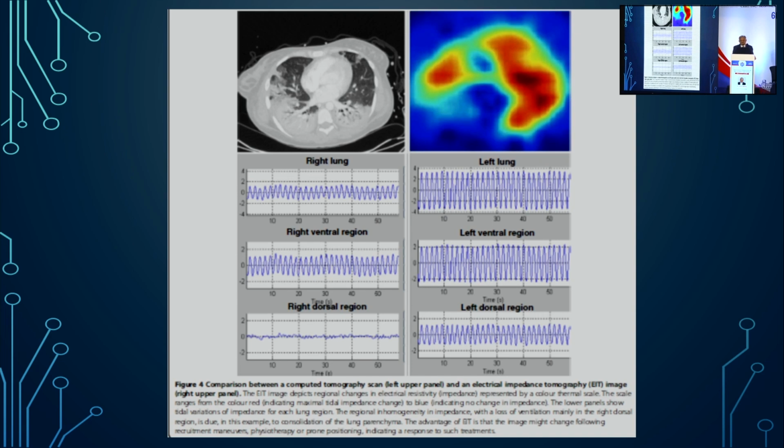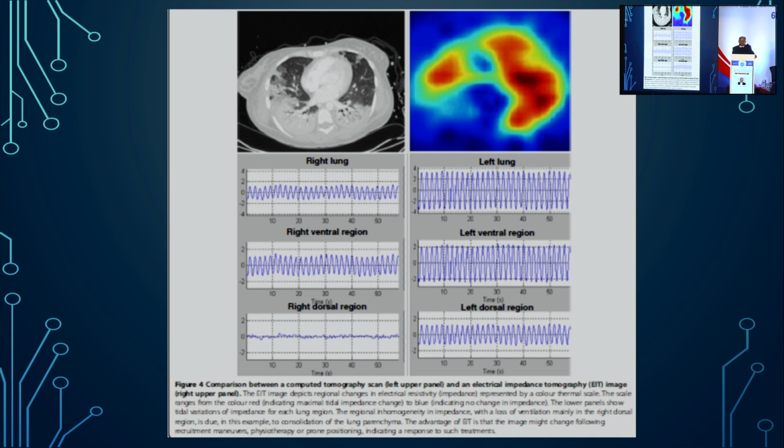On the left side, you are seeing the CT scan, in which you can see the dorsal part of the lung is consolidated. The right dorsum is more consolidated than the rest of the lungs. And it gives a colored image. Dark blue is more consolidated, orange is more ventilated, aerated. And here again, on the right side of the screen, in the lower part, you can see a flat line. That means the resistance is very high, and that is the part of the lung which is going to benefit by opening up the alveoli.